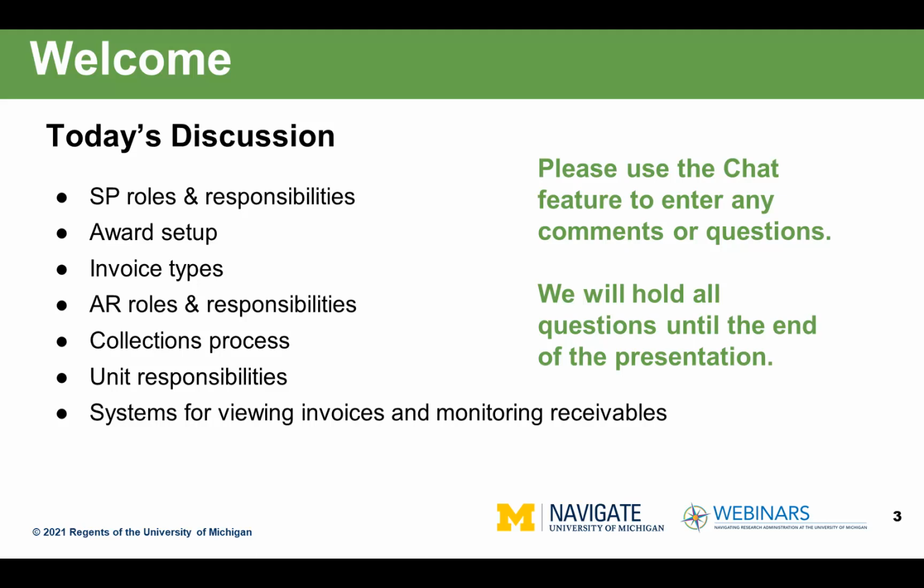So today's discussion is going to include a few things. First, we're going to talk about sponsored programs, SP's roles and responsibilities, what we do in our office. Then we're going to talk about award setup, what we look for when we're setting up a brand new award after ORSP has signed off on it. We're going to touch on some invoicing types since there are many. Then Stacy's going to talk about AR's roles and responsibility, what her office does. And she will touch on the collections process and also unit responsibilities and how you can help monitor your receivables. And then lastly, we're going to go through some of the systems that are available to you out there for looking at invoices, invoice detail, and also for monitoring receivables.